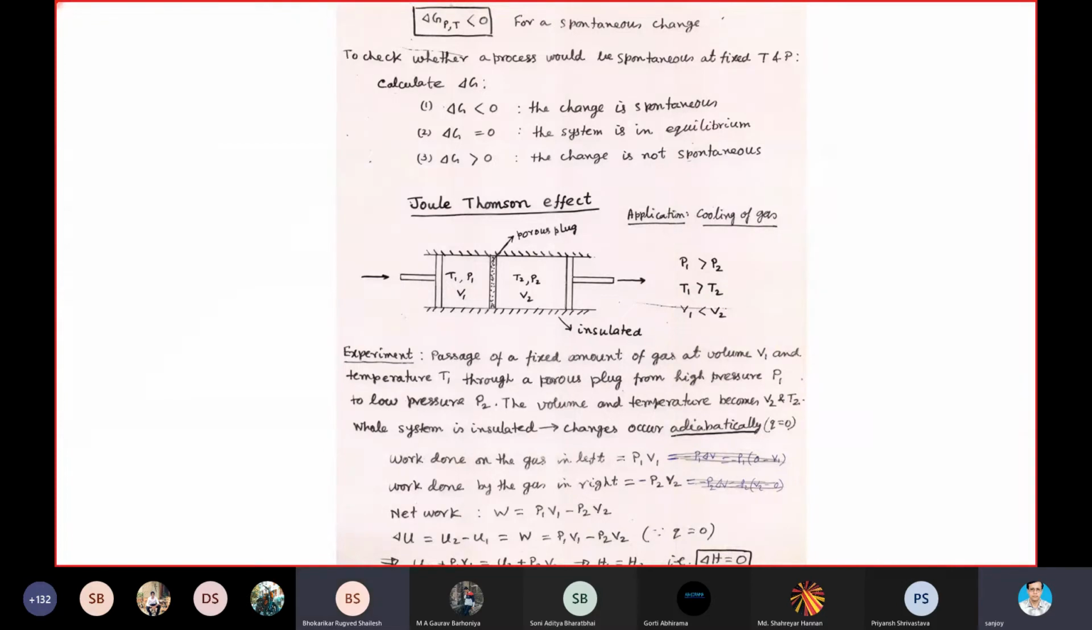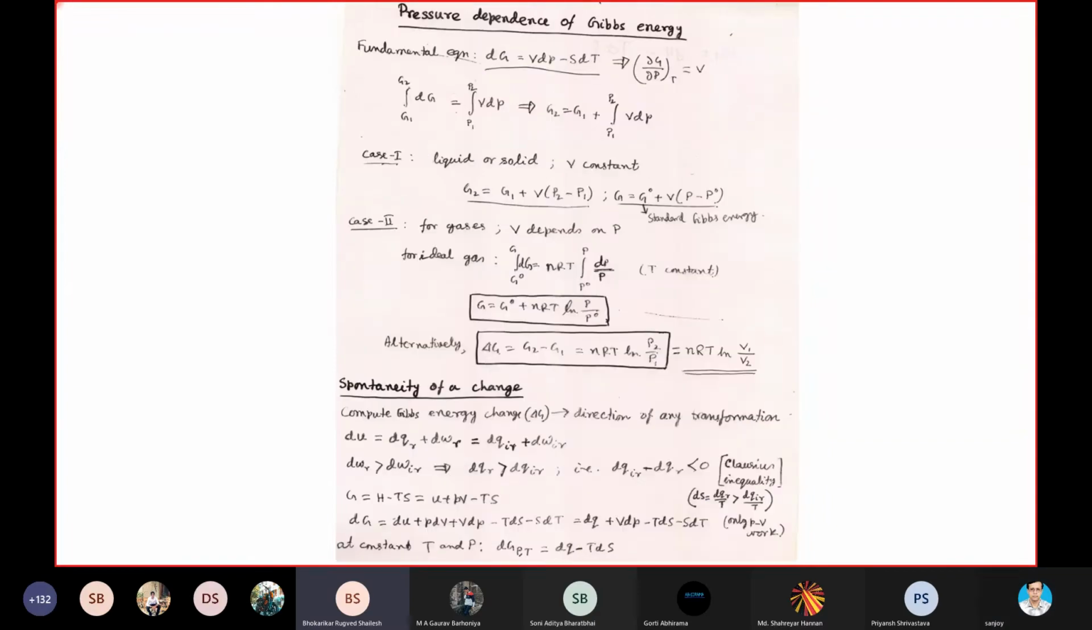Excuse me, sir, I had a doubt in the last slide. Like the work done in reversible is greater than work done in irreversible, and heat is also the same. So if we add them, then won't the reversible be greater than the irreversible, because equality is also mentioned below that?